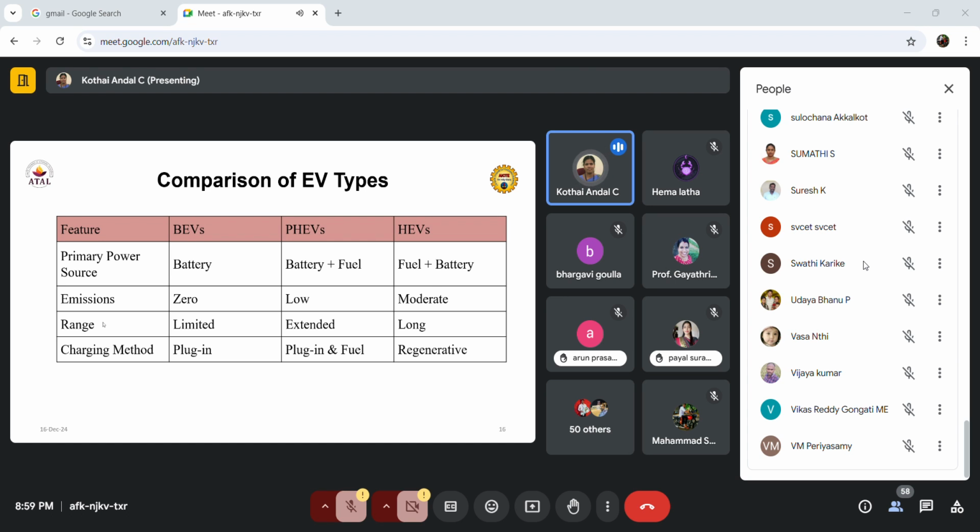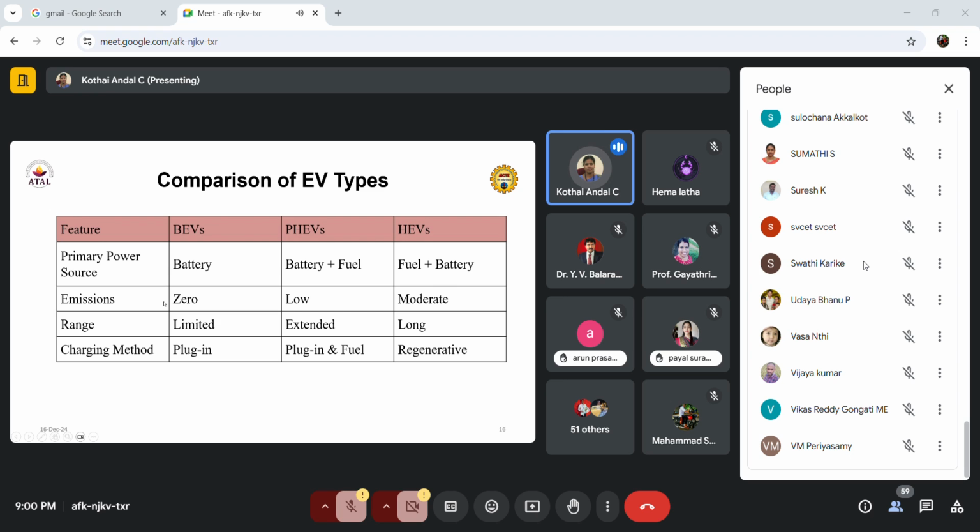Now for the comparison, just to make it clear, I have given this table. Here, battery vehicle and plug-in hybrid vehicle. The primary power source for the battery vehicle is only the battery. In the plug-in hybrid electric vehicle, PHEV, the main source is the battery, supported by the fuel IC engine. In the hybrid electric vehicle, the main source is fuel, the IC engine, supported by the battery.